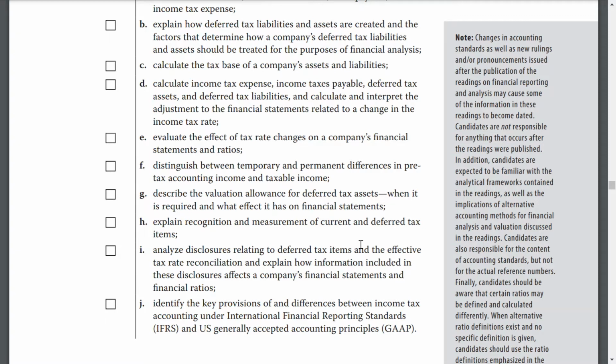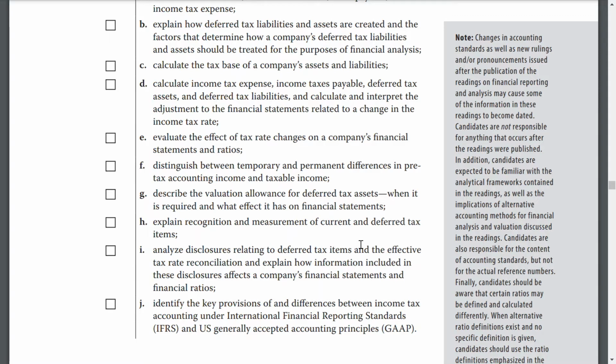Distinguish between temporary and permanent differences in pre-tax accounting income and taxable income. Describe the valuation allowance for deferred tax assets, when it is required, and what effects it has on financial statements. Explain recognition and measurements of current and deferred tax items. Analyze disclosures relating to deferred tax items and the effective tax rate reconciliation, and explain how information included in these disclosures affect the company's financial statements and financial ratios.